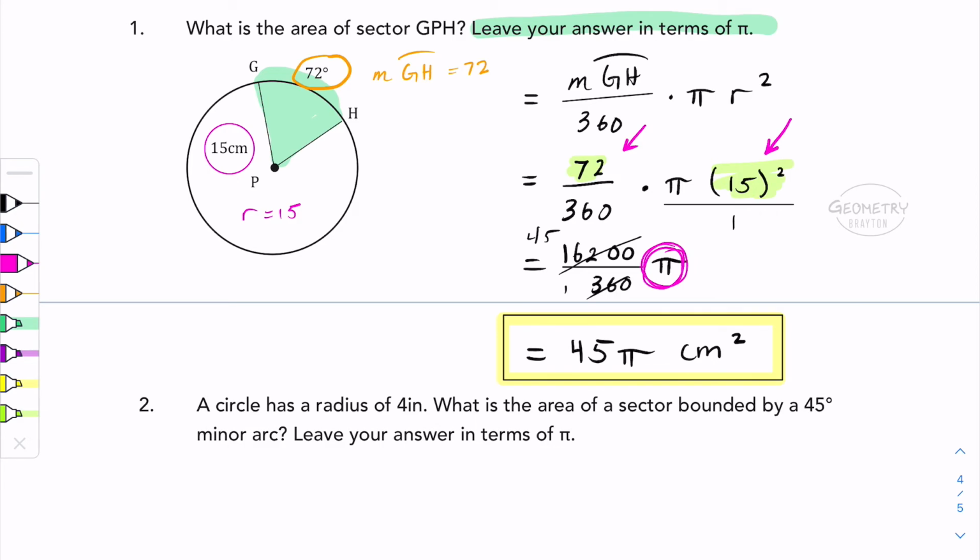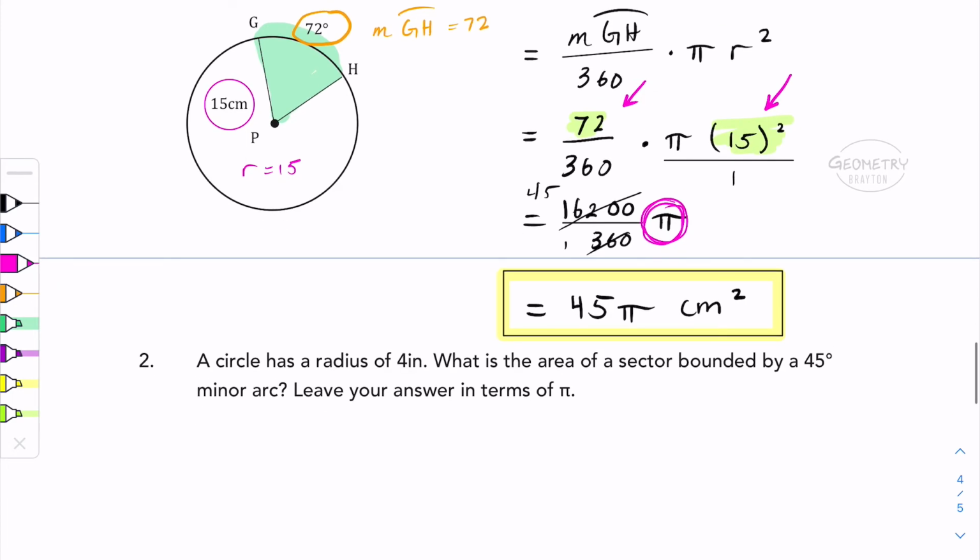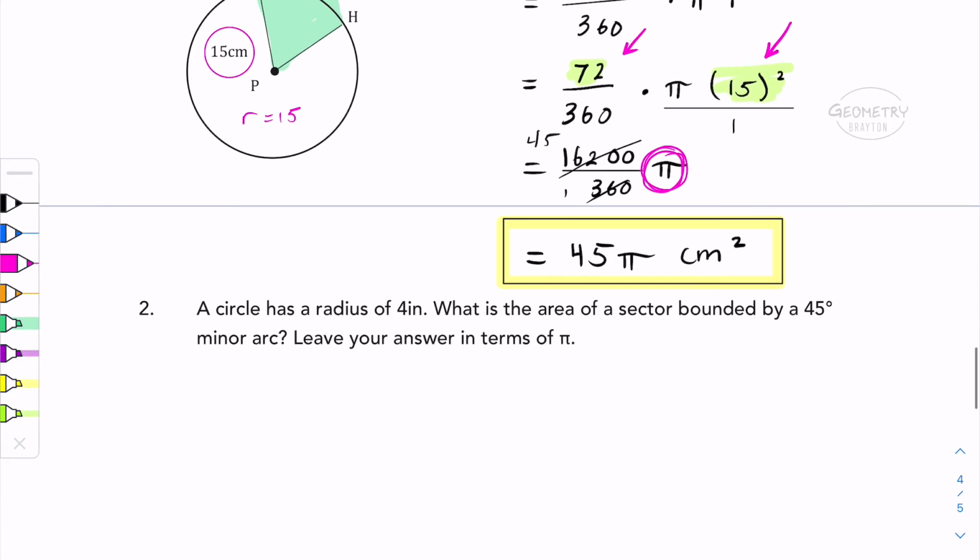Okay, and number 2 is actually typed out for you. It doesn't give you a diagram, but it does give you all of the necessary information. So this one says a circle has a radius of 4 inches. What is the area of the circle bounded by a 45-degree minor arc? Leave your answer in terms of pi.